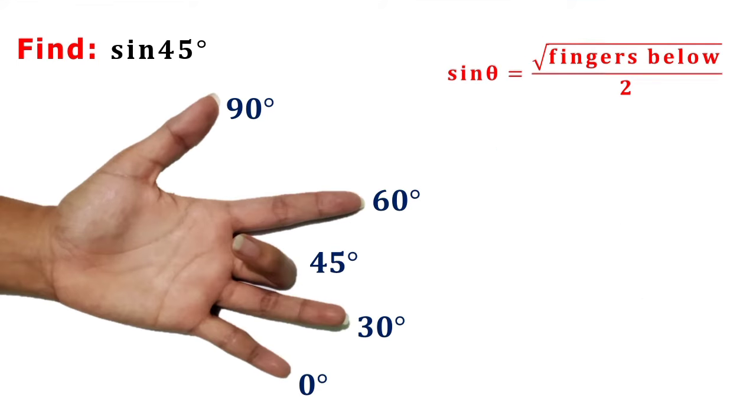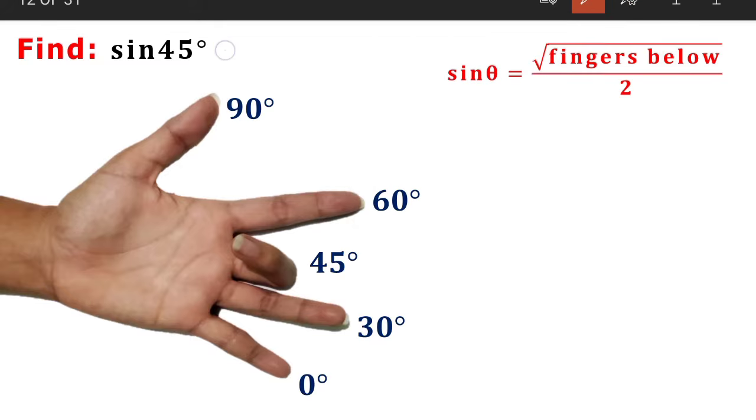Okay, next. A while ago, we got that sine 45 is equal to what? Sine 45 is equal to square root of 2 all over 2. Now, let's prove that by using this hand trick, that sine 45 is really equal to square root of 2 over 2. You will fold the finger that represents 45 degrees. Your middle finger represents 45 degrees, so you will fold your middle finger.